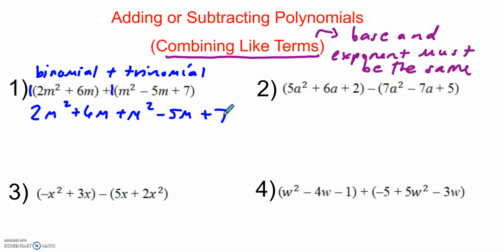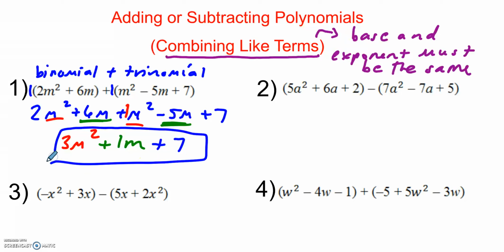Now I just want to look for the terms that are like. Look for the base and the exponent to be the same. This m squared and this m squared can be combined. I have 2m squared plus 1m squared, so I'd have 3m squared. If I have a positive 6m and a negative 5m, that would be a positive 1m. And then finally, the 7 does not have anything to combine with, so that would just go on the end. And notice that my final answer is in standard form, that I went from my highest power down to my lowest, and that I cannot combine anything else together because they're not like terms.